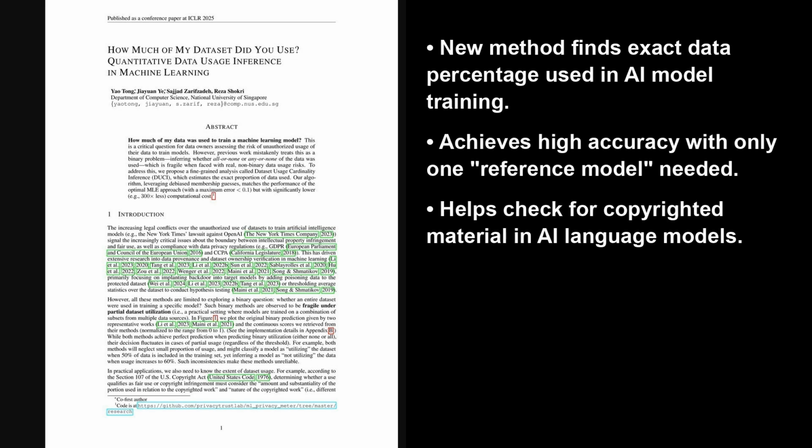So in conclusion, this work really tackles a vital question. Not just if data was used to train a model, but how much. The authors achieved this through what they call Dataset Usage Cardinality Inference. This is their method for precisely estimating the proportion of a specific dataset that went into training a model. We've seen it's highly accurate, efficient, and provides reliable confidence in its estimates, a big step for AI auditing.